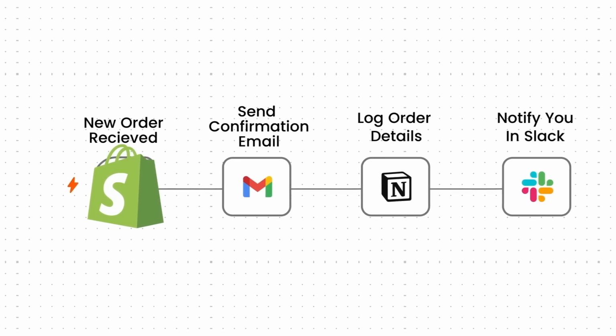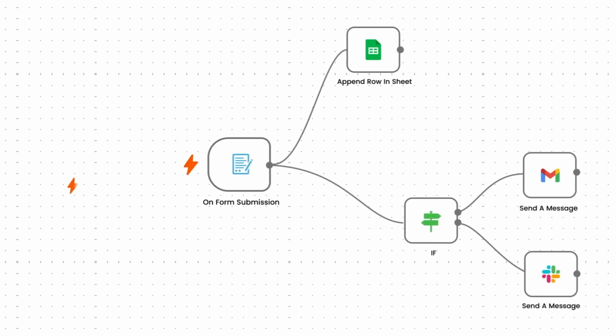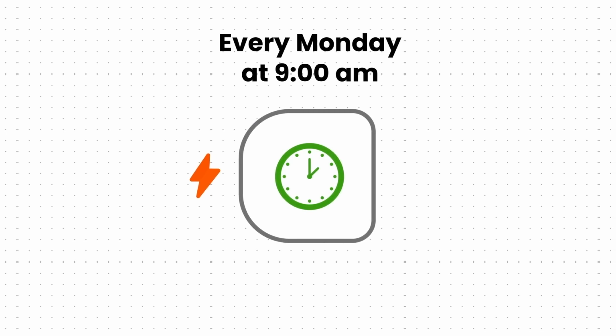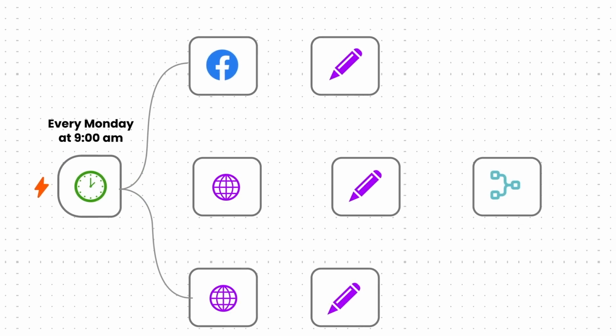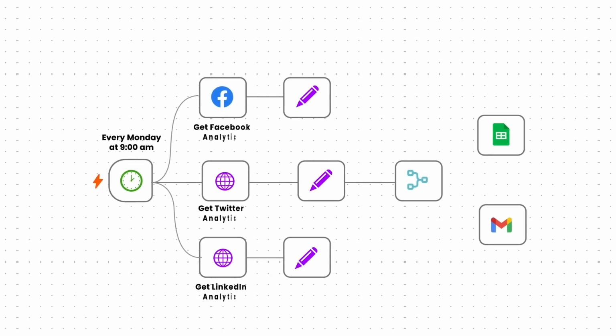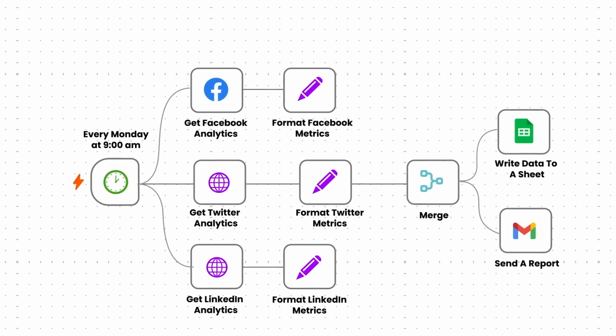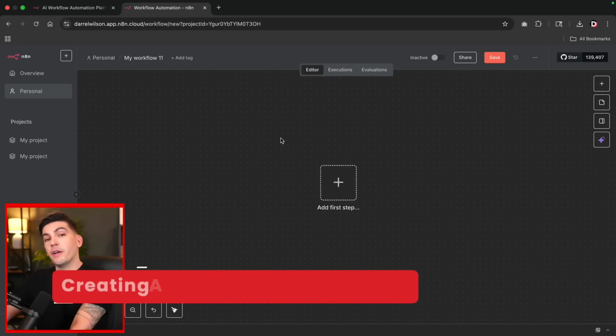On Shopify, the trigger could be something like a new order. On a contact form, it could be something like a form submitted. You can even have time triggers that run every Monday at 9 a.m. So just remember this, to get started, you must have a trigger. You then must connect it to a node, and that's pretty much it. After that, you've just created a proper workflow. Okay, so let's get started.